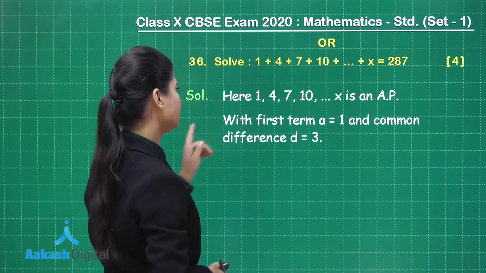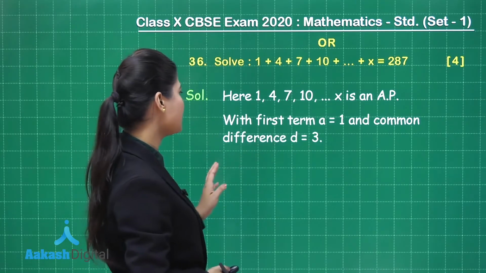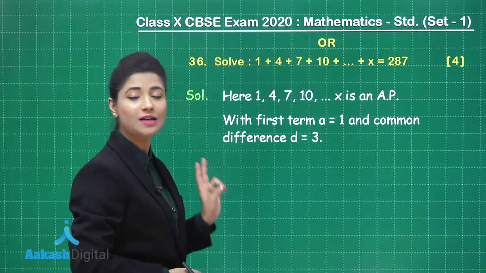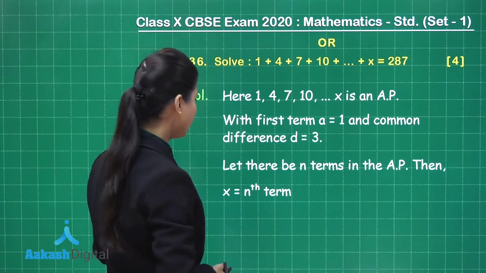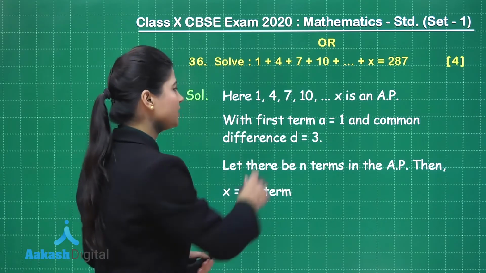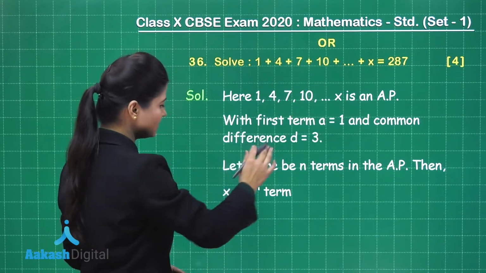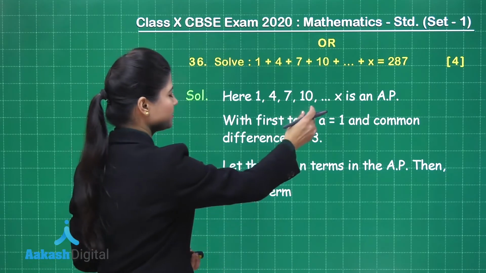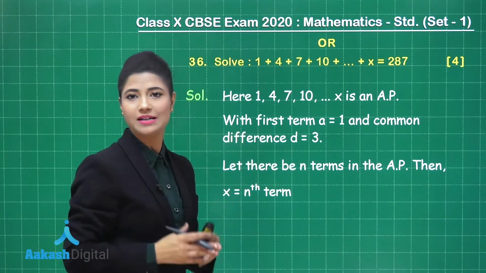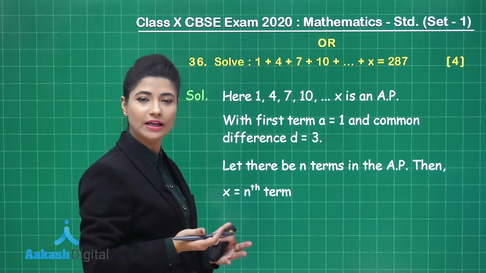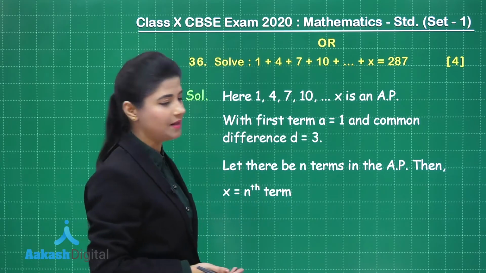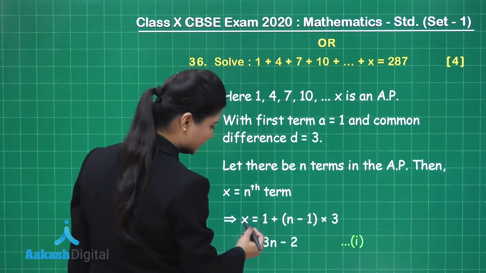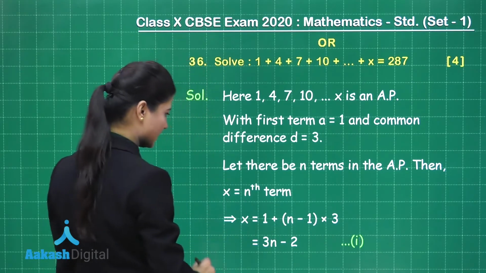I could consider here next, I have the first term as a and common difference d as 3, because the constant difference is 3 between consecutive terms. Next, I can take that there are n terms in this arithmetic progression where x is the nth term. So further you can solve this as nth term can be represented as a plus (n minus 1)d, where a is 1 and d is 3. So next, on substituting a and d, x is equal to 3n minus 2.